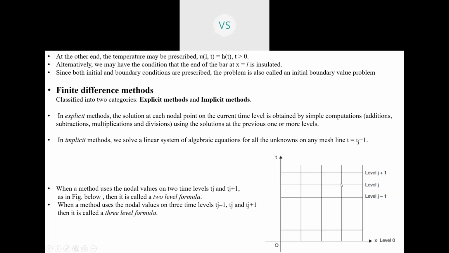the solution at each nodal point on the current time level is obtained from the previous time level. So if I want to find the solution of each nodal point on level j, I will have to obtain it from the previous level. In implicit methods we solve a linear system of algebraic equations for all the unknowns on any mesh line t = t_{j+1}. As we study these methods in detail, we'll know exactly what explicit and implicit methods are.